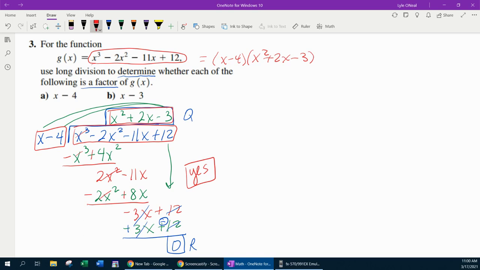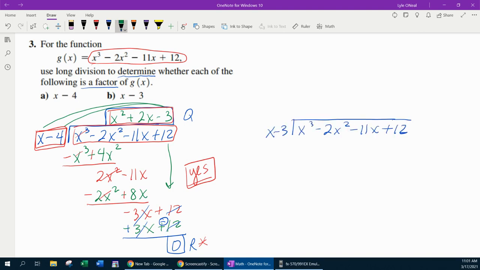Those would be the factors. And then if you need to factor it further, you could factor this trinomial. All I'm saying is if you get a 0 remainder, the divisor is going to be a factor. That's a yes. And then we need to do it again for part B.